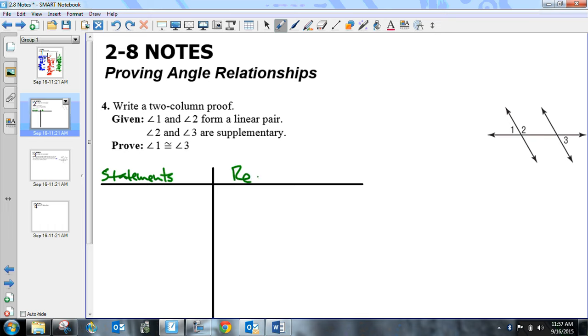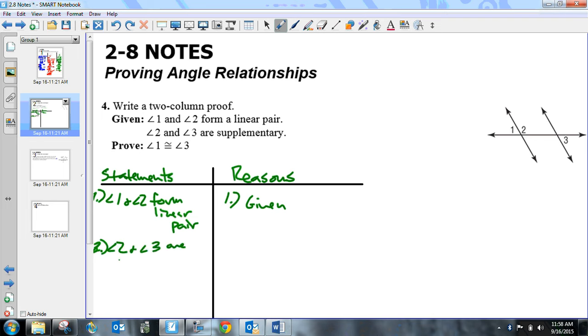Okay, and our reasons. Our first statement, number 1, is that angle 1 and angle 2 form a linear pair, and the reason is that it's given. Step 2 says that angle 2 and angle 3 are supplementary, and that's also given to you.